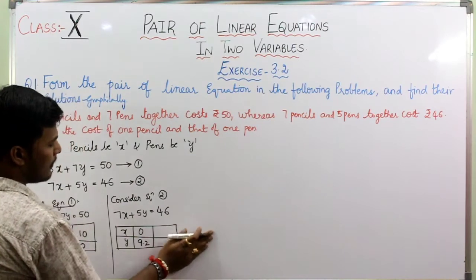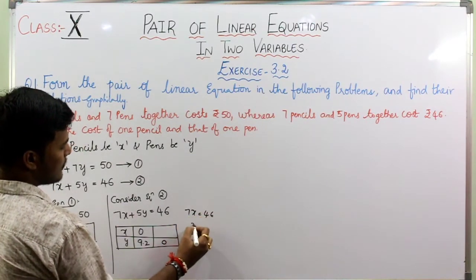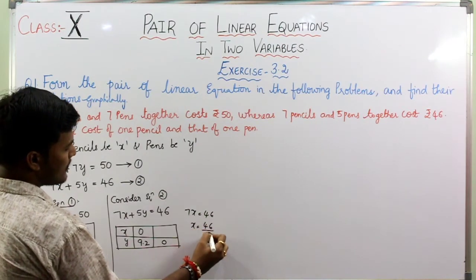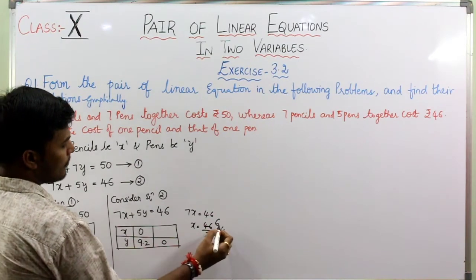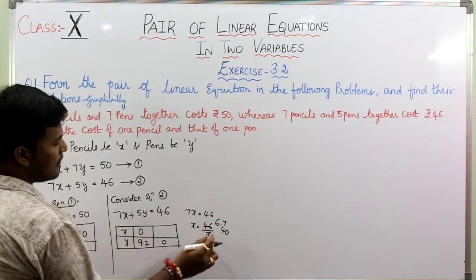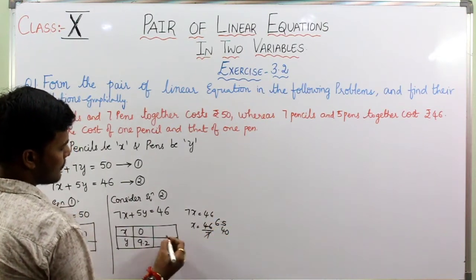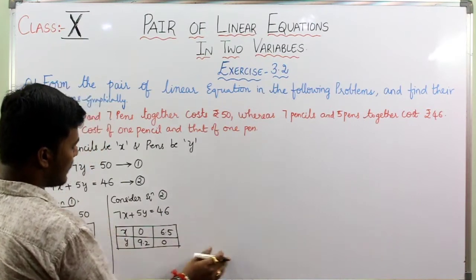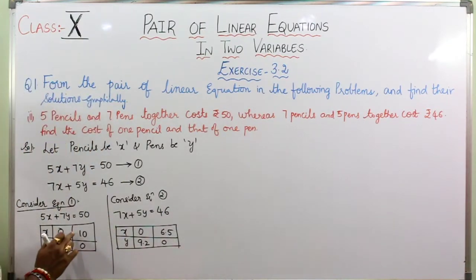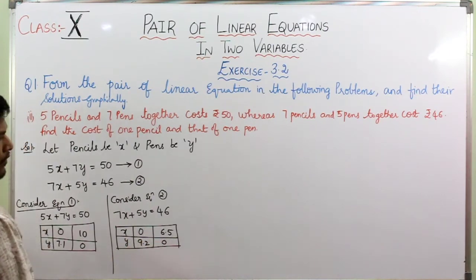Next, if I take y as 0, I am left with 7x equal to 46. So x is equal to 46 by 7. 7 6s are 42, left with 4.0, 7 7s are 49, 7 5s are 35, so 6.5 approximately. Okay, so we got the values as 0, 7.1, 10, 0 for the first equation, and 0, 9.2, 6.5, 0 for the second. So all are on the positive axis.